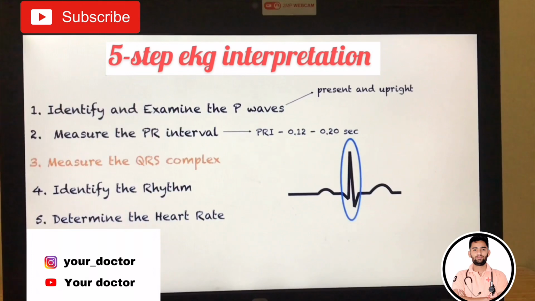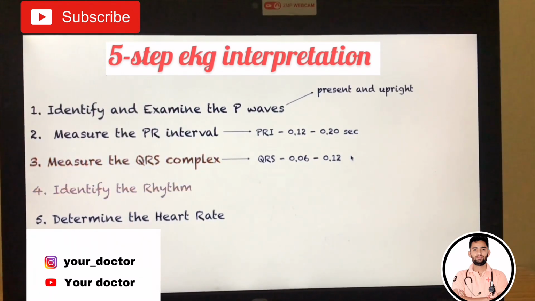Third would be to measure the QRS complex. Just like the PR interval, we are going to count the small boxes across the QRS complex. Our magic number is 0.06 to 0.12 seconds. Anything more than 0.12 could indicate a dysrhythmia such as a PVC.